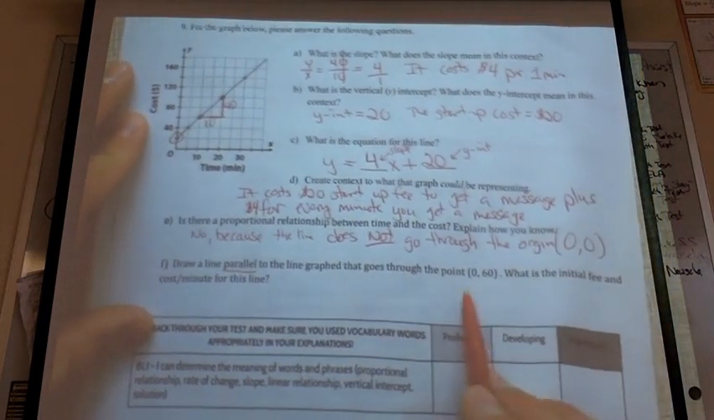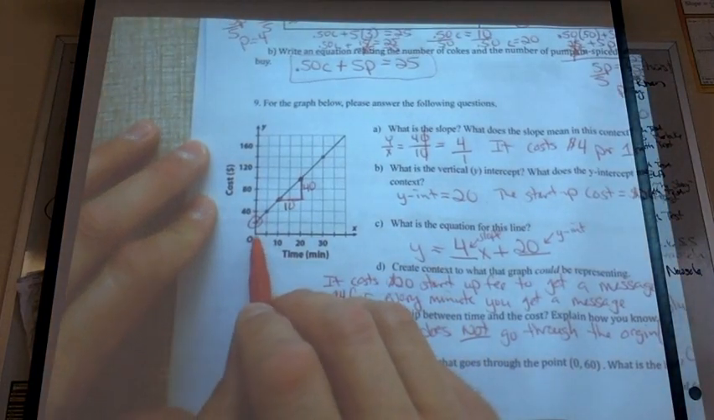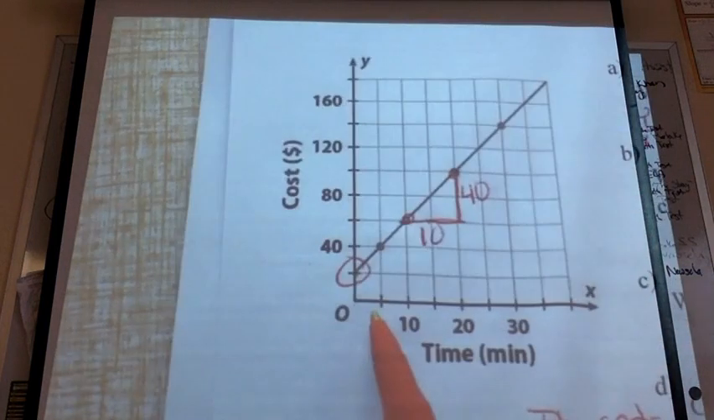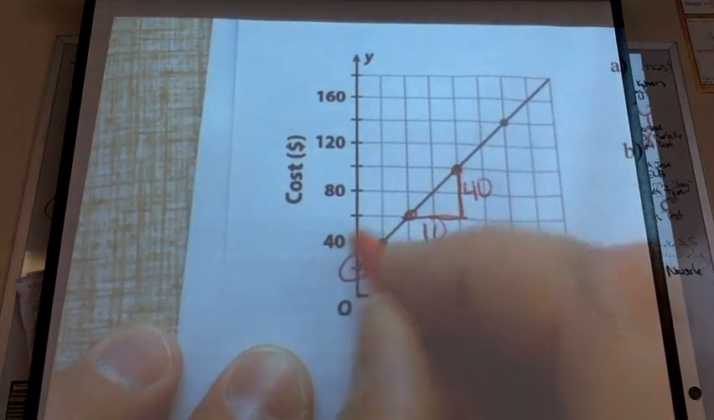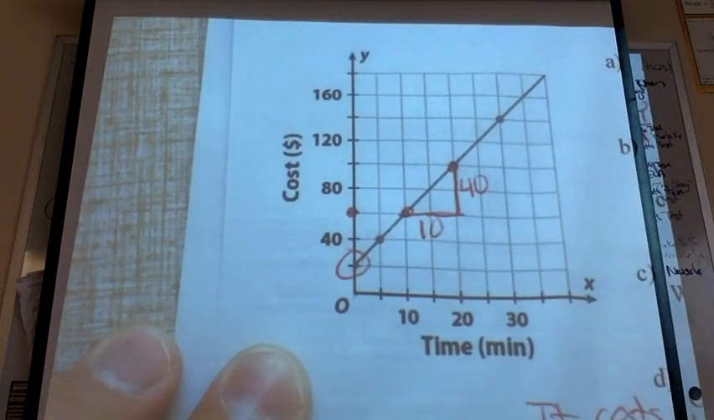So our line goes through 0, 60. So I'm going to make a dot at 0, 60. So over 0, up 60. Remember, we're going up by 20. So 20, 40, 60. So our line's going to go right here.